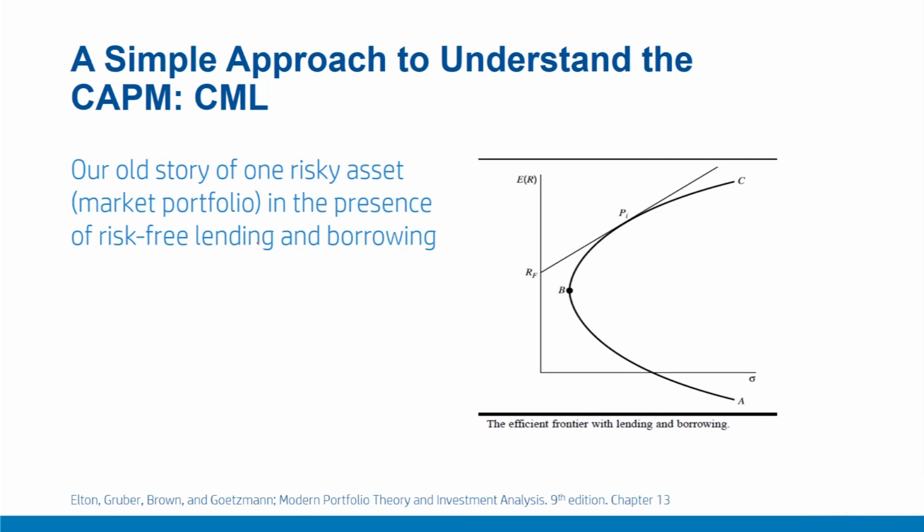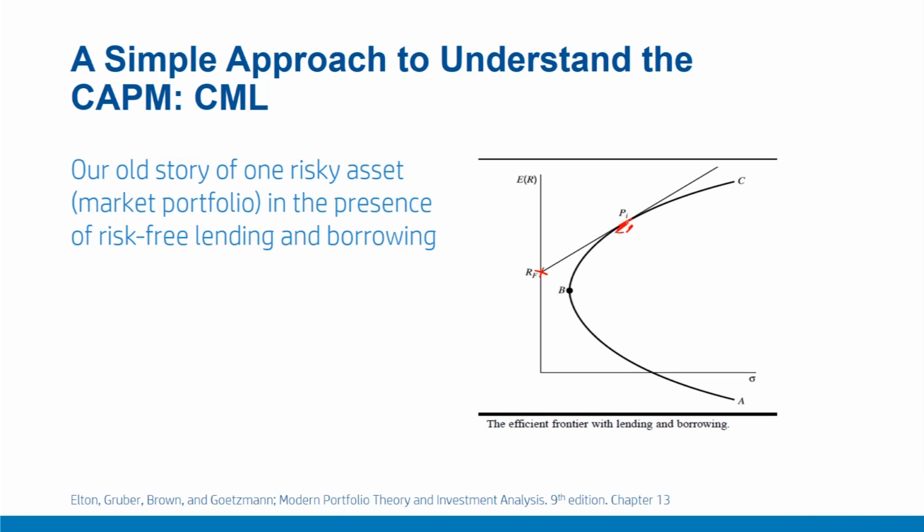Let us go back to our discussion on risky asset portfolios in the presence of riskless lending and borrowing. Let us examine the figure shown here. We said that if all the investors have the same expectations and they face the same risk-free lending and borrowing, then all of them will hold a portfolio of risky assets, this portfolio PI, through which the tangent from point RF passes.